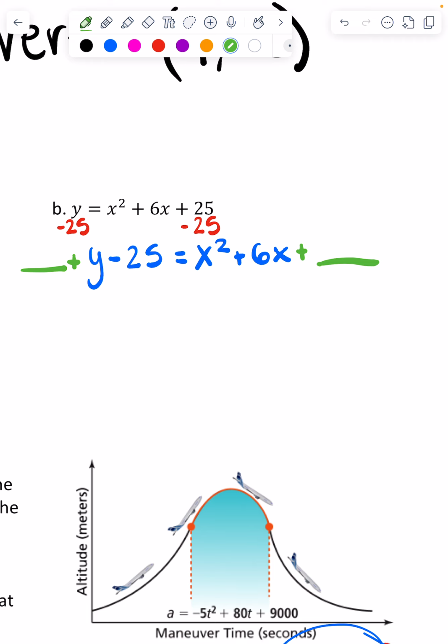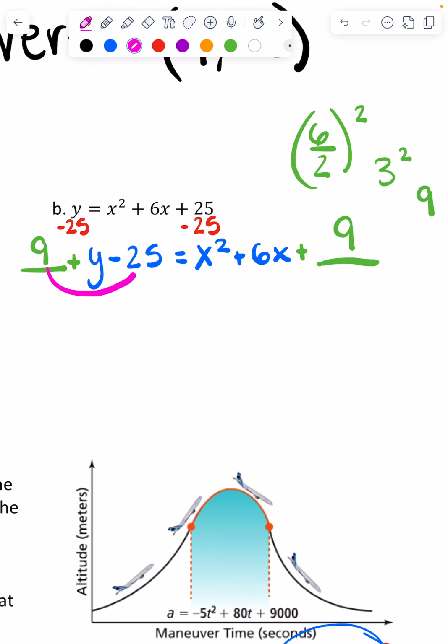To find that missing value, we always do b divided by 2 squared. All right, 6 divided by 2 squared, we're going to get 3 squared, which is 9. There's our magic number. Let's add it up on both sides. On the left-hand side, we're going to add 9 and negative 25. And we get negative 16. So y minus 16 on the left-hand side.